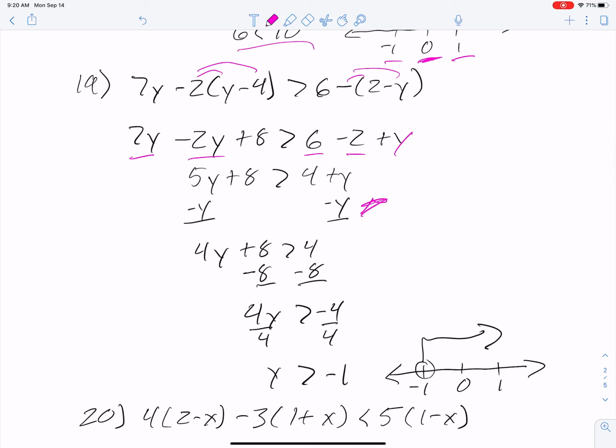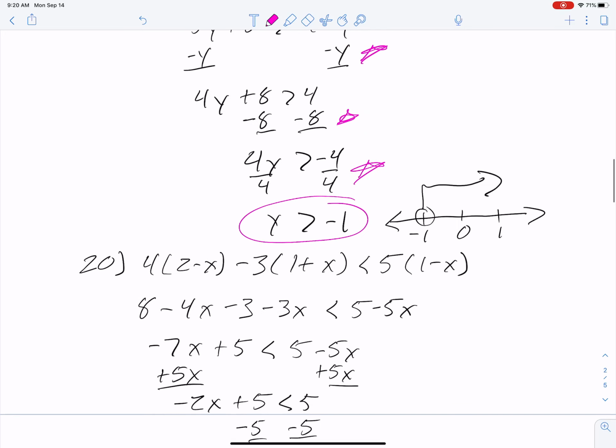I subtract y from both sides, I subtract 8 from both sides, I divide by 4, and y is less than negative 1. Again, on your number line, we need the value from the inequality. I want to see where 0 is, and for the last value, you can really use anything you want on the other side of 0.